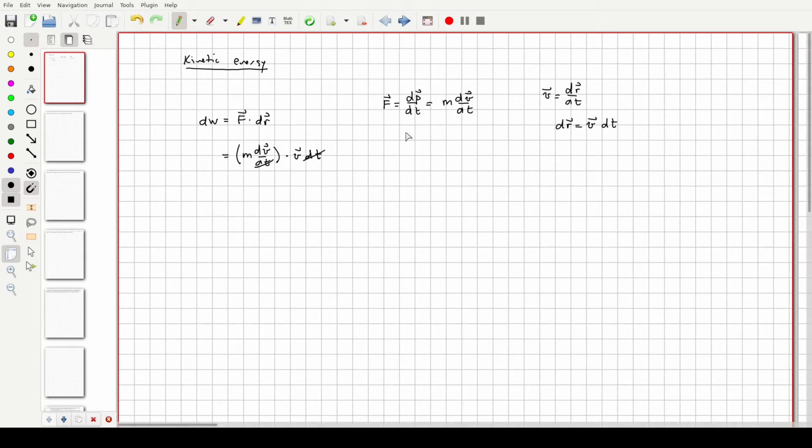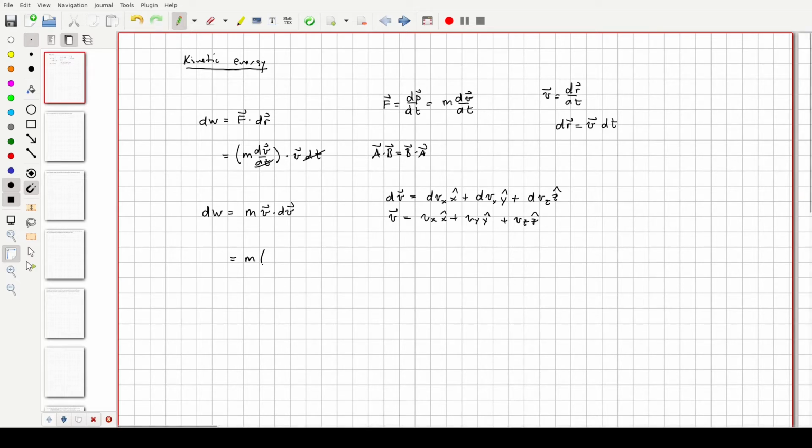Now, there's a dt on the top and a dt on the bottom. They cancel each other out. And if you use the fact that a dot b is the same thing as b dot a, you can rewrite this as dW, or d work, is mv dot dv. Now, dv looks a lot like dr. It would be your change in velocity in the x direction plus your change in velocity in the y direction plus your change in velocity in the z direction. Okay. Now v, remember, we can write as vx x hat plus vy y hat plus vz z hat. So if you're to actually carry out this dot product, this is what you would be doing.